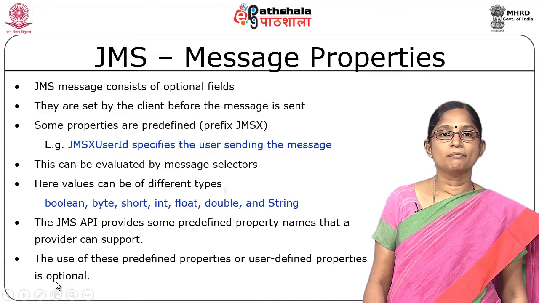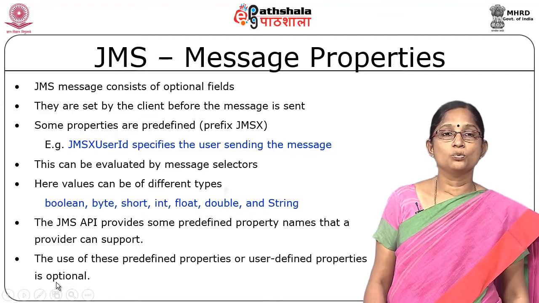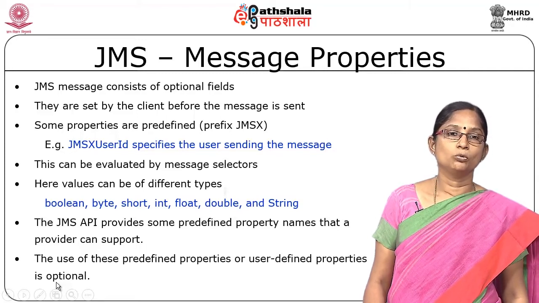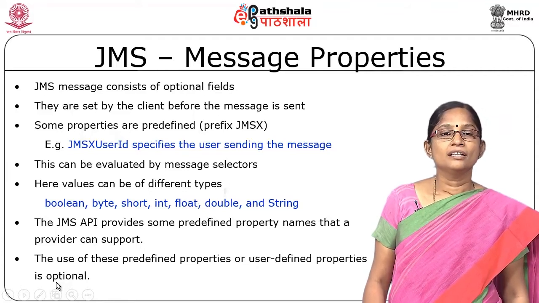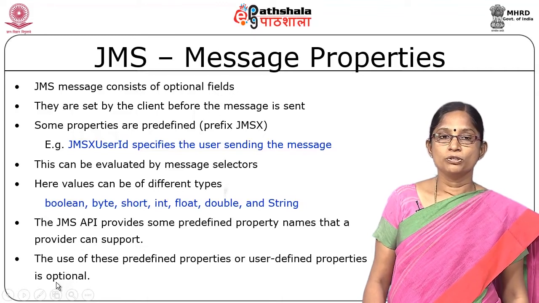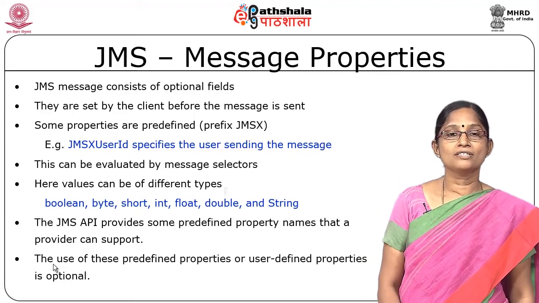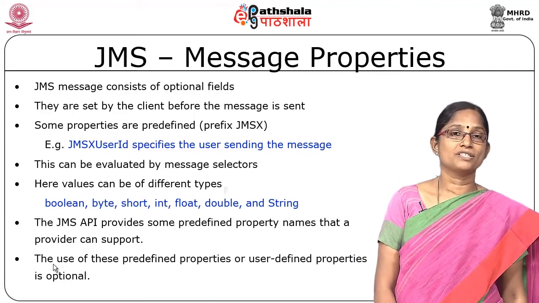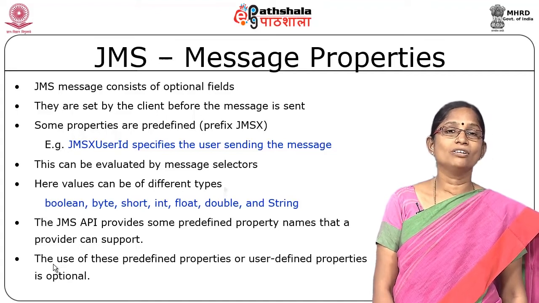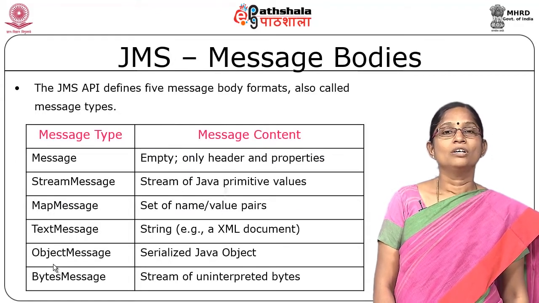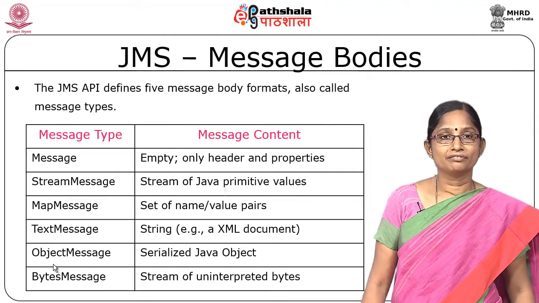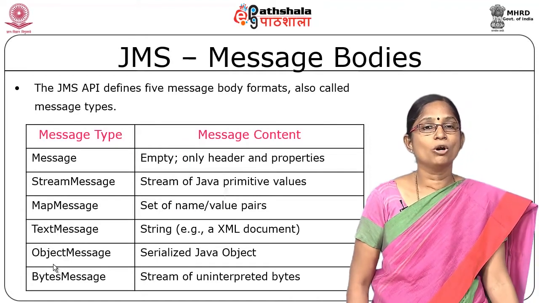For example, JMSXUserID specifies the user sending the message. And the values used in the properties can be of different types: boolean, byte, short, int, float, double, string, anything can be used. Generally, both predefined properties and user defined properties are supported and they are optional. This is about message properties. Now, let us look through the last significant part of the message, which is the message body.